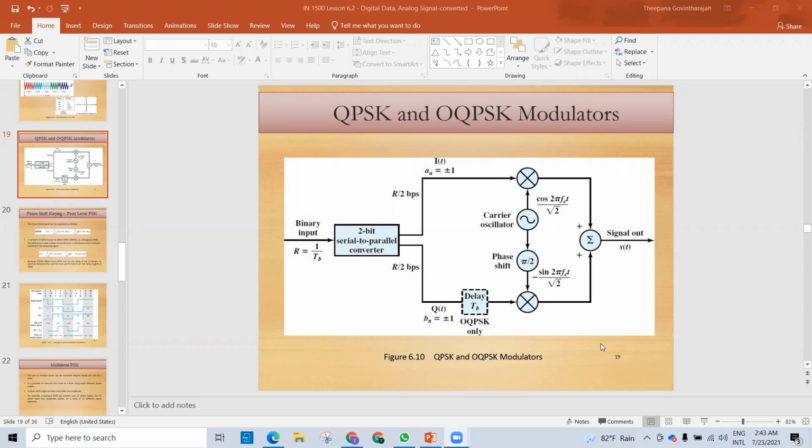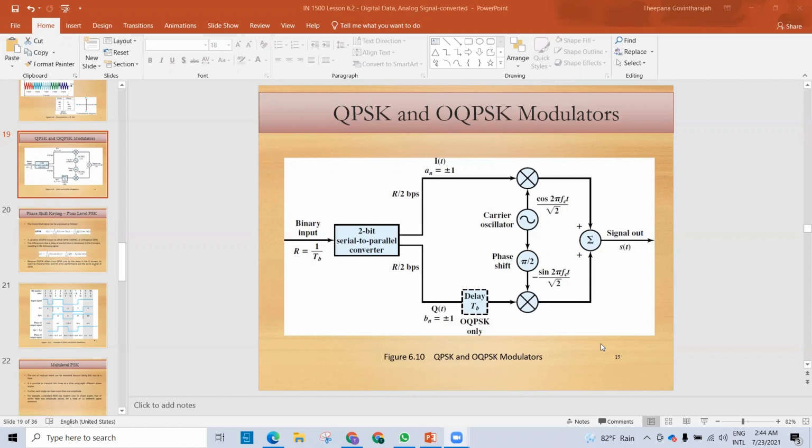In QPSK, one signal is represented by 2 bits. So, 4 possible combinations there: 0 0, 0 1, 1 0, 1 1. To represent 4 possible combinations, we need 4 phases. Thus, we come into the concept of QPSK.